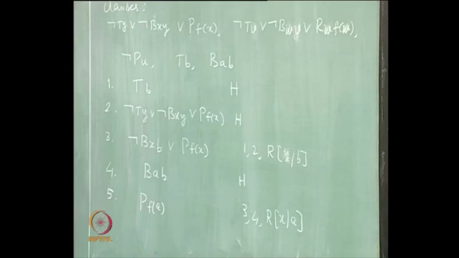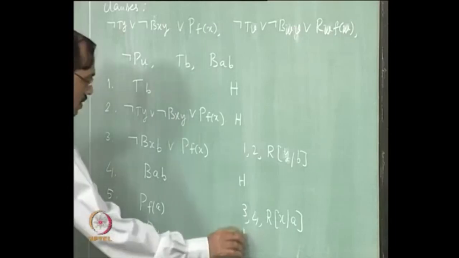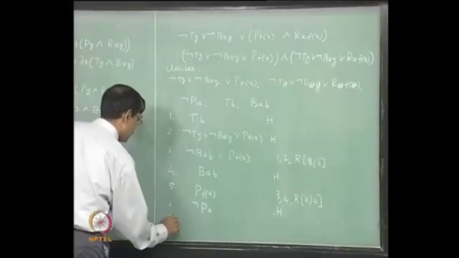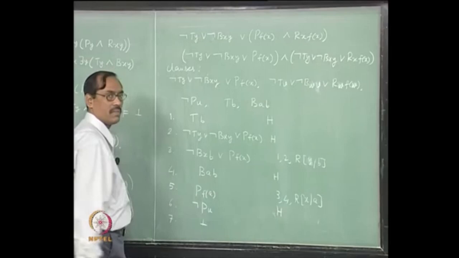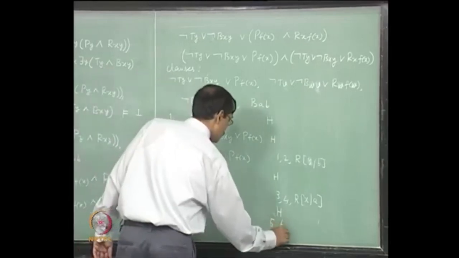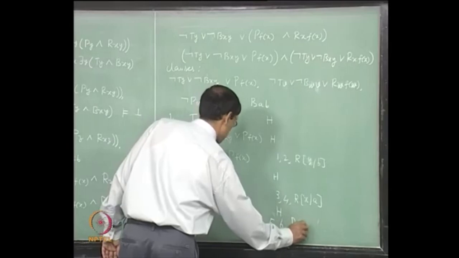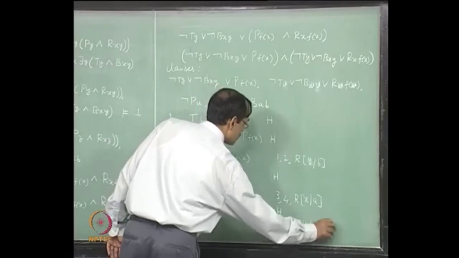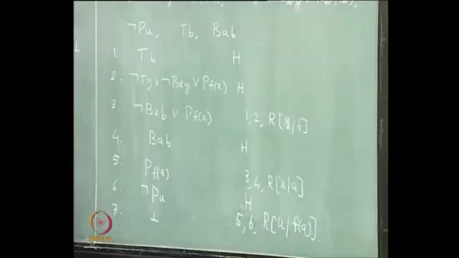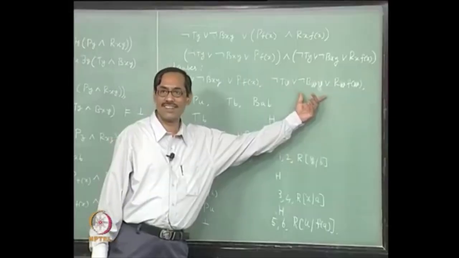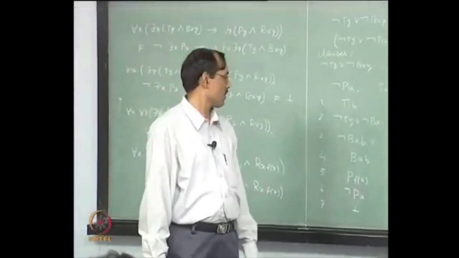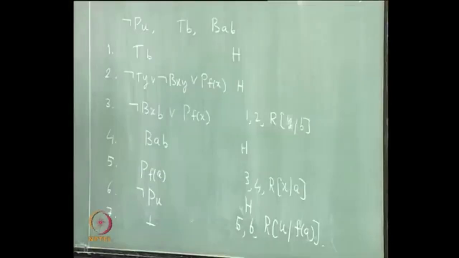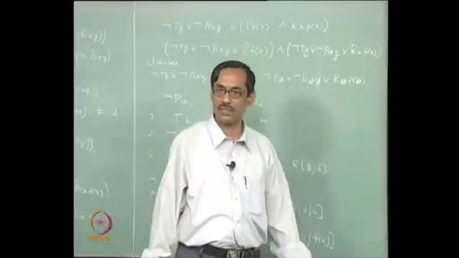Okay. Now not P U is there, so they will resolve. Not P U hypothesis, and 7 is bottom, not of this unifies with U substituted by F of A. So 5 6 resolution with U substituted by F of A, that is it. We have never used this. Okay. Fine, that is how resolution will proceed.